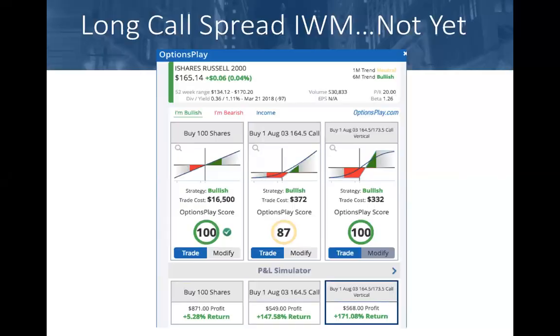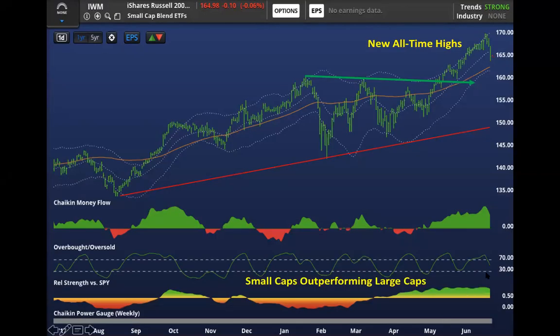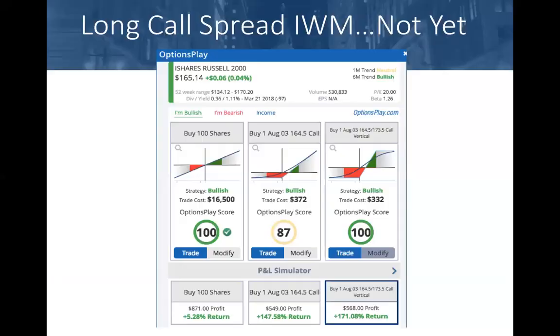Now, if we go back to the IWM, we see that it's just coming off an overbought. It needs a little more time to get oversold, but with Chaikin money flow as strong as it is, as soon as it does that, there'll be a buying opportunity. So my response to someone who wants to put on a bullish position in the IWM is not yet.